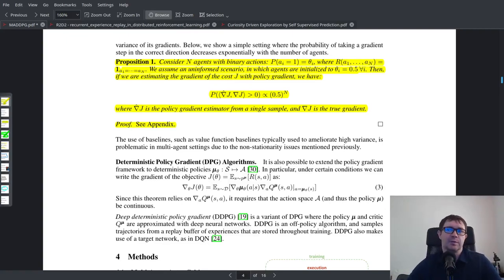If we have n agents, the probability of taking a step in the right direction, meaning the probability that both the agent's estimate of the gradient and the actual true gradient have the same sign, goes as 0.5 to the nth power, where again, n is the number of agents. So as we add more and more agents, the probability of updating our estimate of the gradient in the correct direction drops exponentially. It's a pretty cool little proof. It's just a nice little mathematical way of saying that as you grow the number of agents, the probability of doing things correctly decreases exponentially rather than linearly or, you know, any other type of dependence.